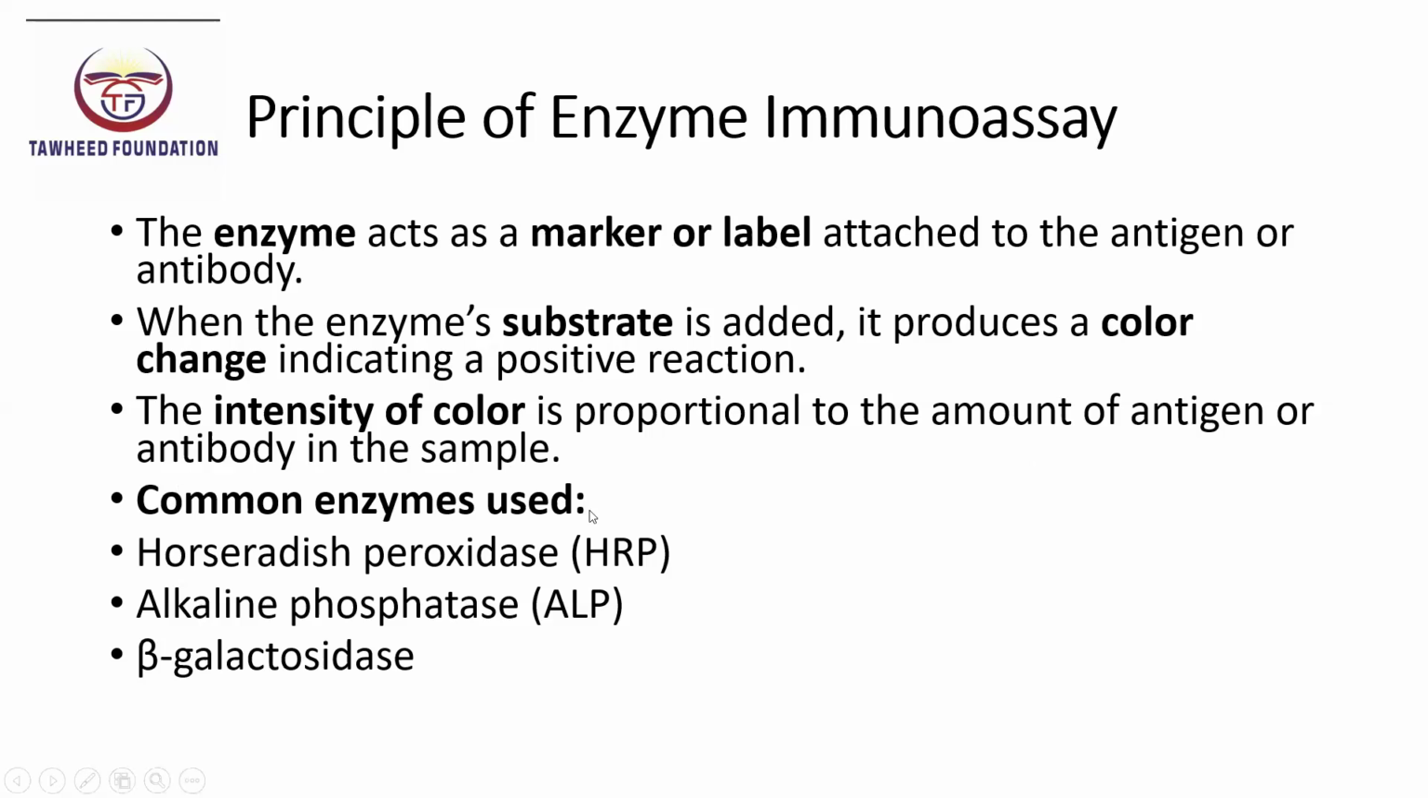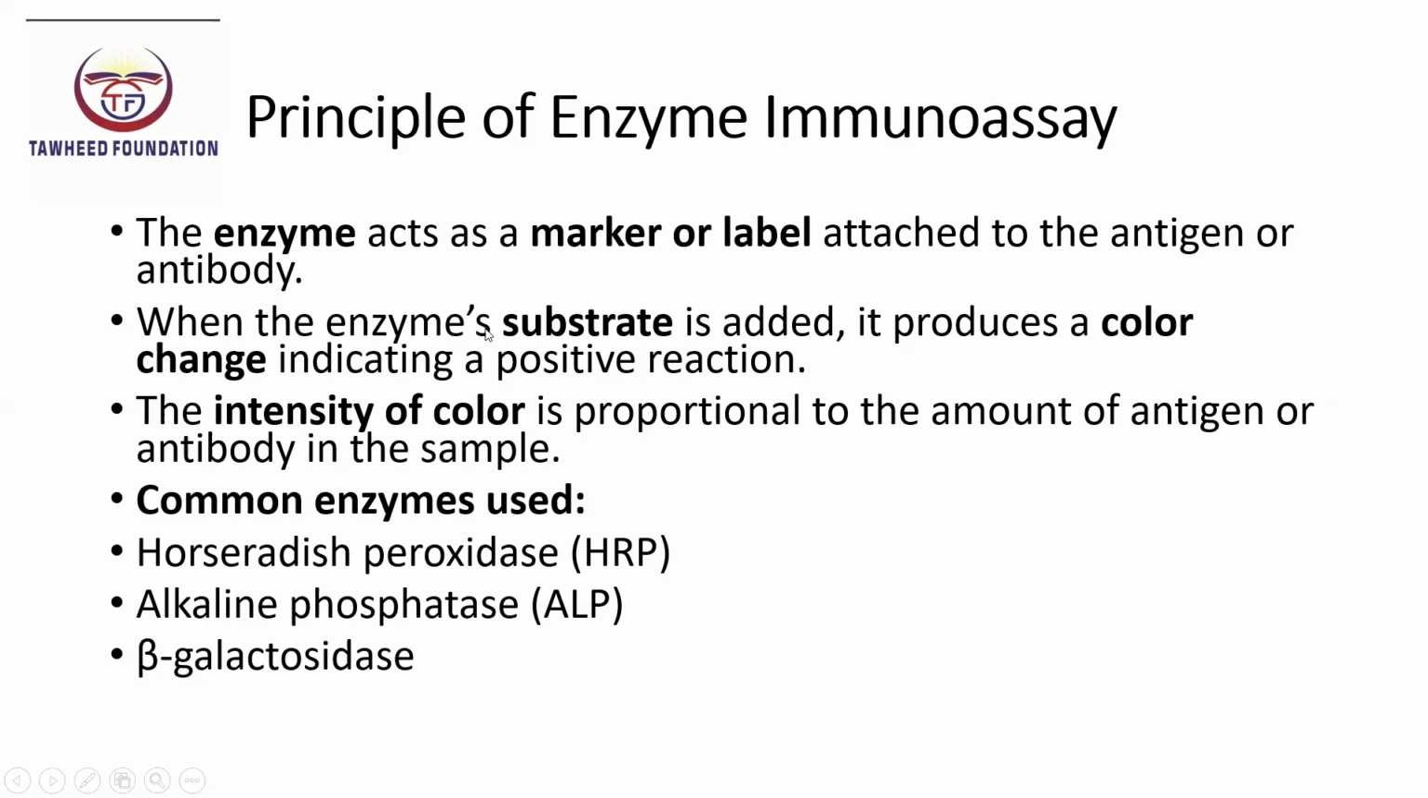Commonly used enzymes are horseradish peroxidase, HRP. It is widely used due to stability and strong signal. Second is alkaline phosphatase, that is ALP. It is suitable for colorimetric detection. Third is beta-galactosidase. It is occasionally used for specialized assays.